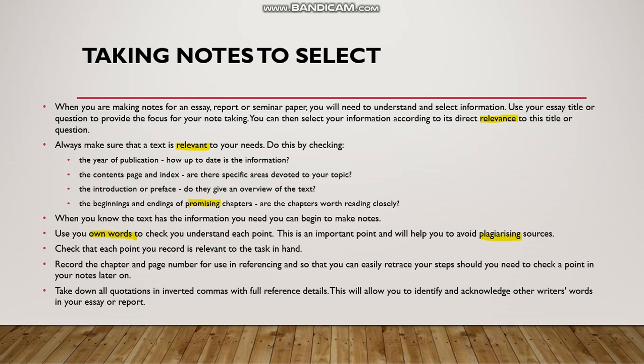Check that each point you record is relevant to the task, important, related to the task in hand. Related to, in our case, early advertising. Record the chapter and page number for use in referencing so that you can easily retrace your steps should you need to check a point in your notes later on.